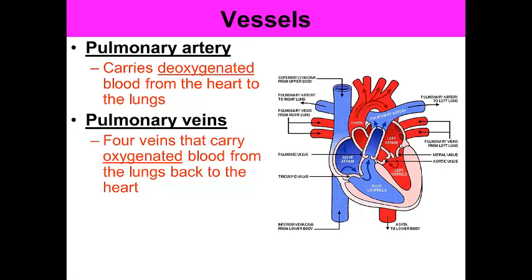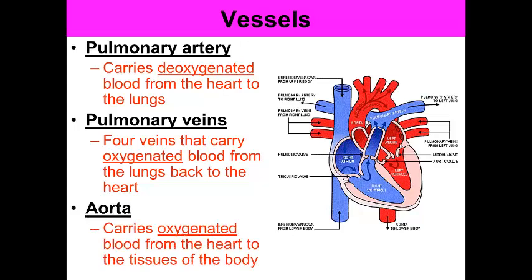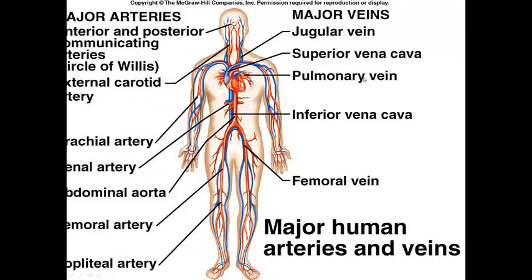For pulmonary veins, there are 4 of them. They carry oxygenated blood from the lungs back to the heart so that it can be transported to the rest of the body. The aorta carries oxygenated blood, so blood that contains oxygen, from the heart to the rest of the tissues of your body. As you can see, the aorta branches. Some branches go to the lower body, some branches go to the upper body.